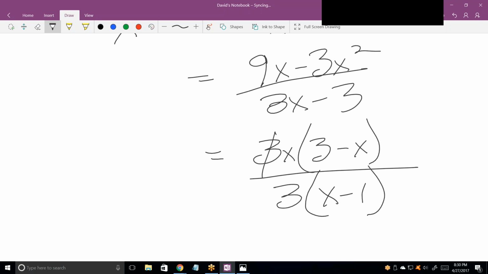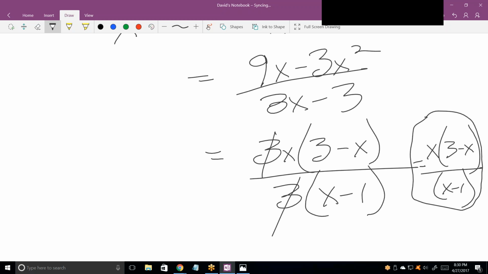Cancel those 3's. In other words, simplifying is often just a question of reducing it as much as you can. Leaving this. Now I do not believe I can simplify it anymore. I think that's the final answer.